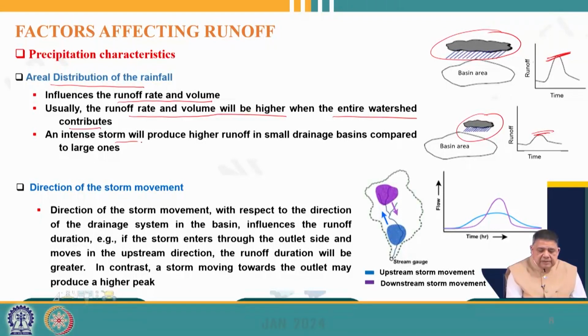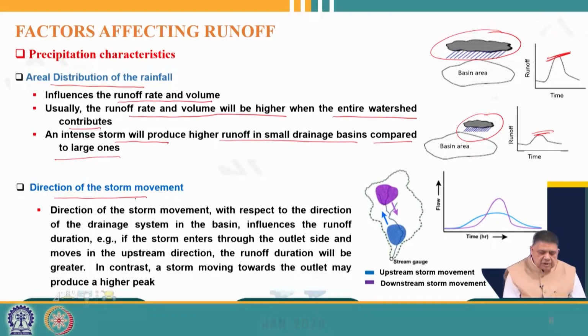An intense storm will produce higher runoff in small drainage basins compared to large ones, which is quite obvious, because a large basin means the storage requirement will be much larger. So if a small basin area is there, then it will produce more flow as compared to a large one if the duration of the storm is shorter.